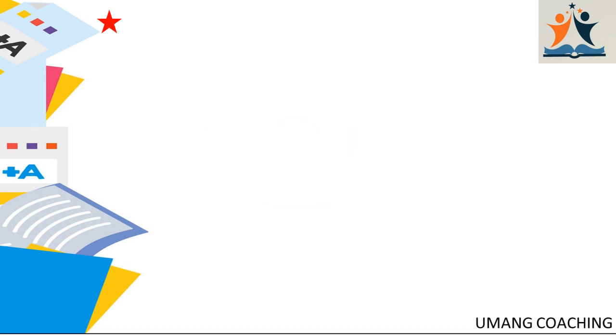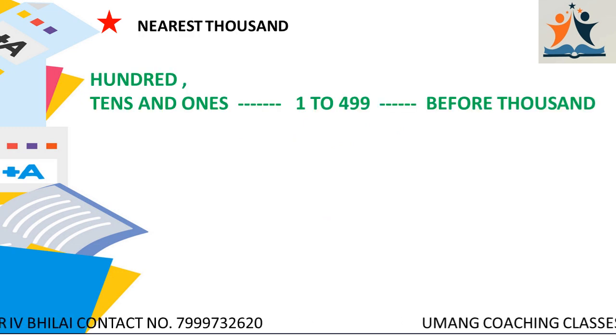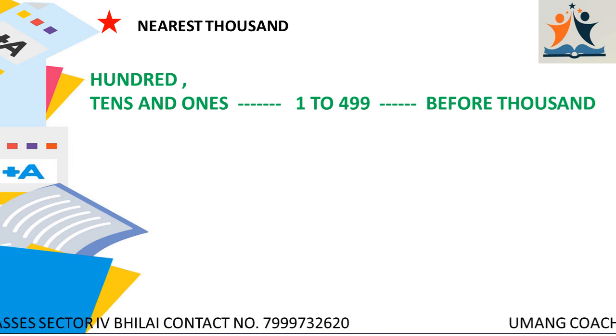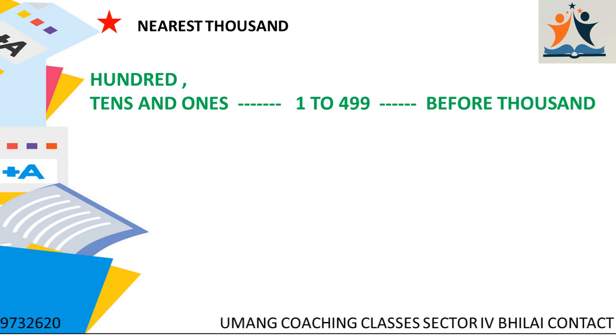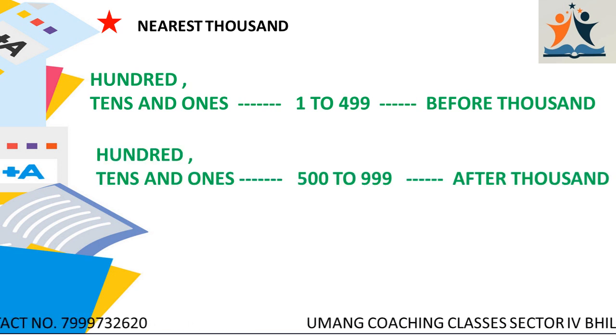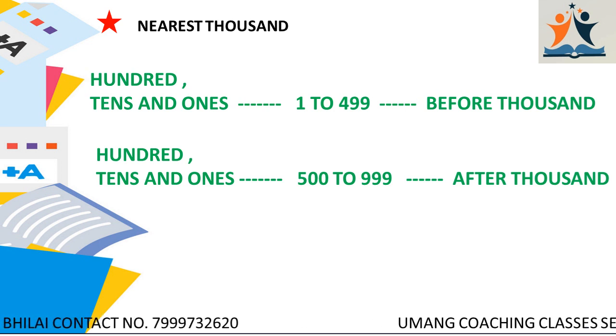What is the star point to remember for rounding off to nearest 1000? For rounding off to nearest 1000, we need to see the hundreds, tens and ones place. If it contains a number 1 to 499, then we'll take the before 1000. And if it contains a number from 500 to 999, then what we'll do? We'll take the after 1000.